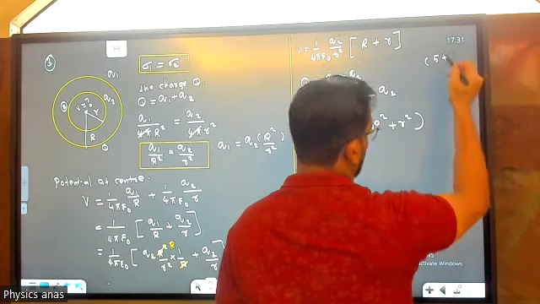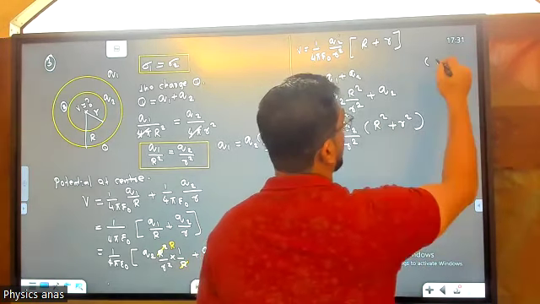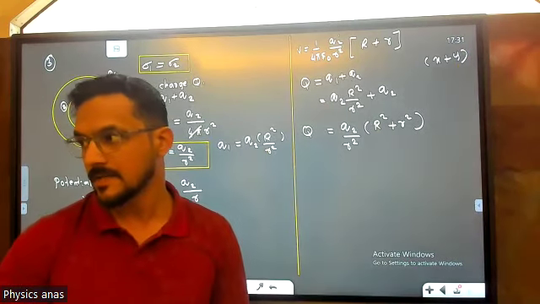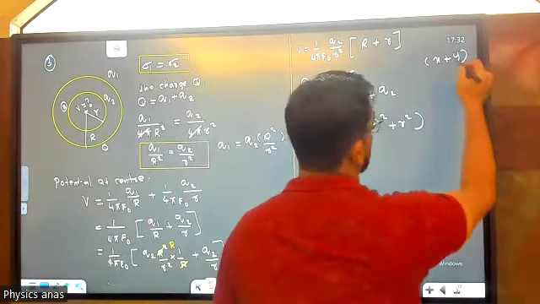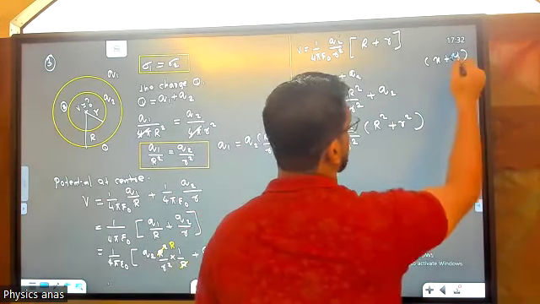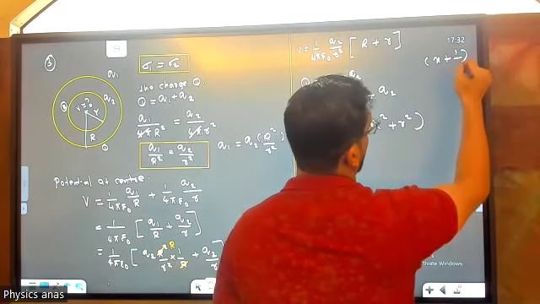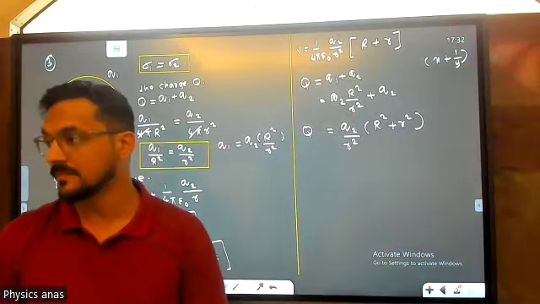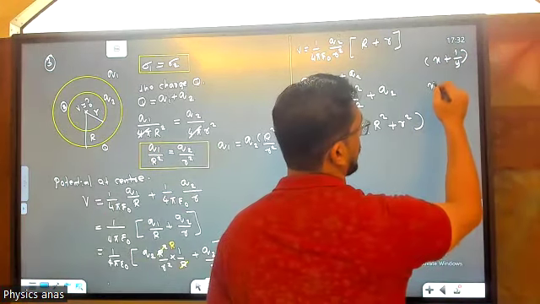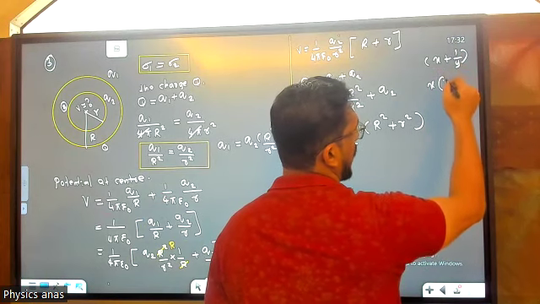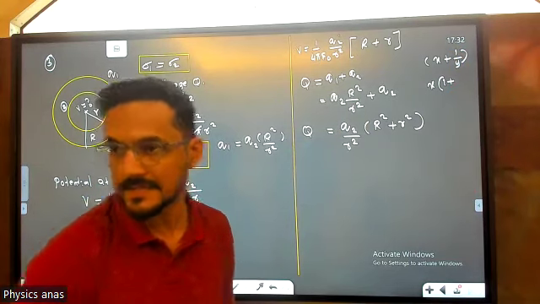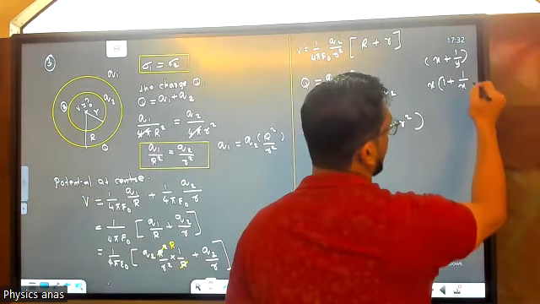Take an example: x plus y. Or x plus 1 by y, like this. Can I take x from it? I can take x from it. What will that be? Take x, that will be 1 here, and here there will be 1 by xy.